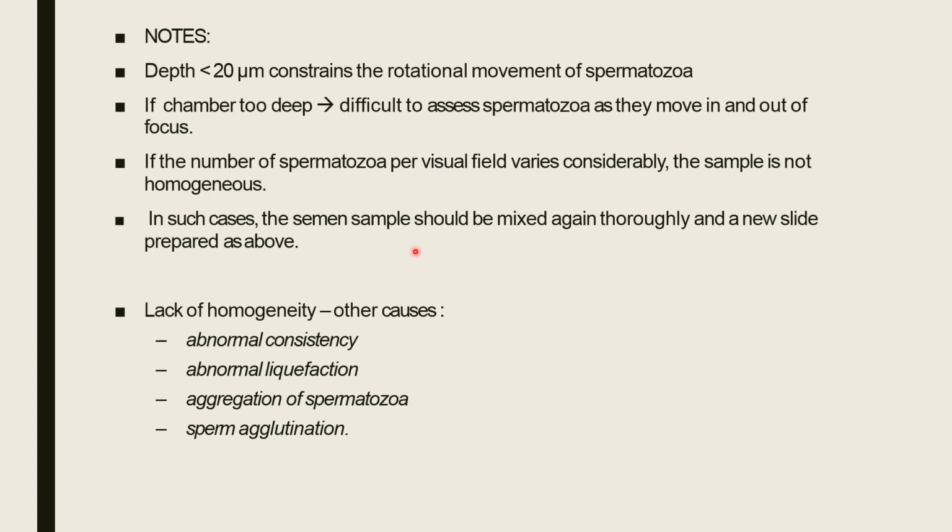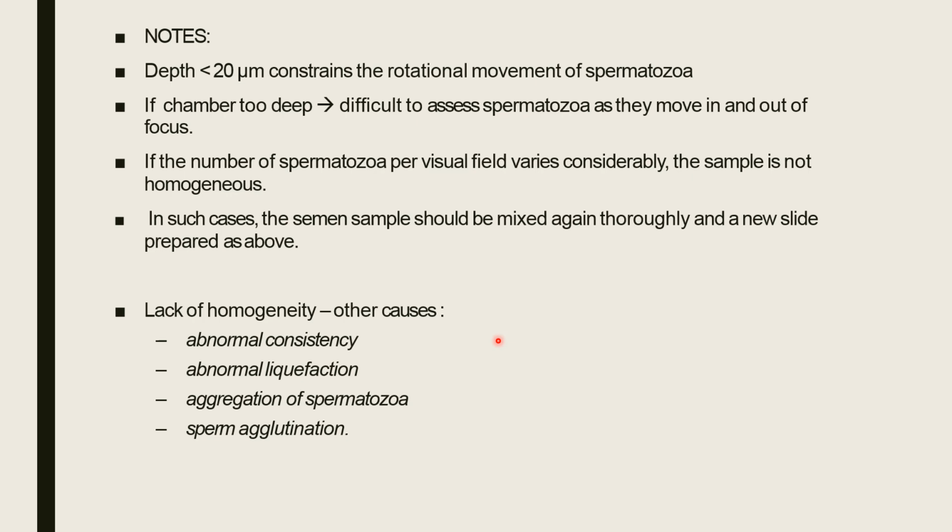If the number of spermatozoa per visual field, that is the area that is under vision, is more in some places or less in others, it means the sample is not homogeneous. So the sample should be homogenized first in order to observe it under the microscope. There could be other causes of lacking homogeneity, and these could be abnormal consistency.